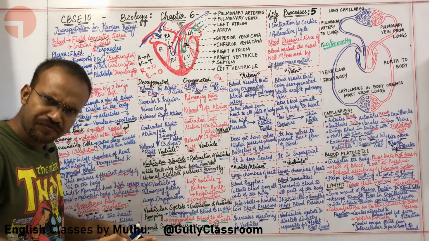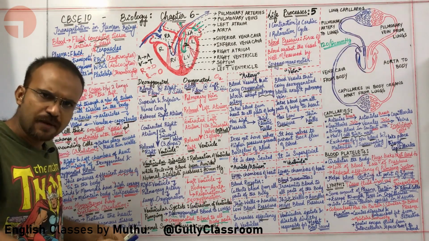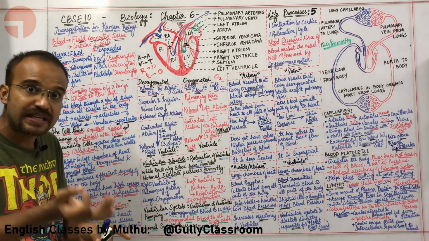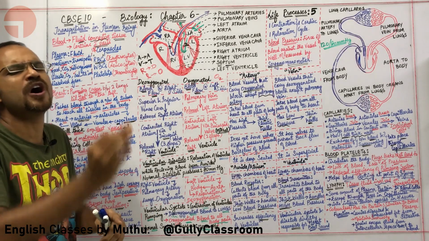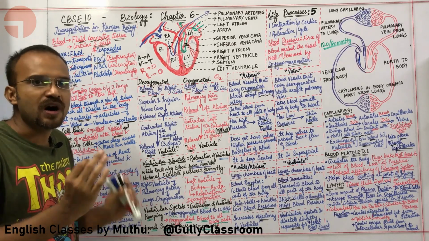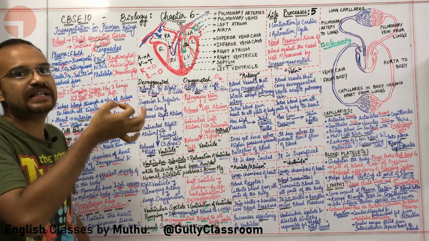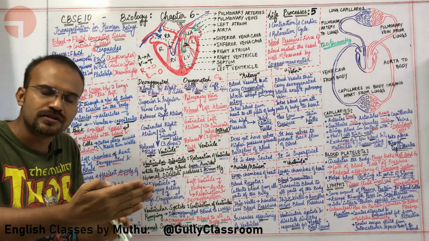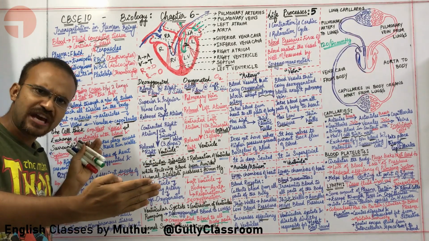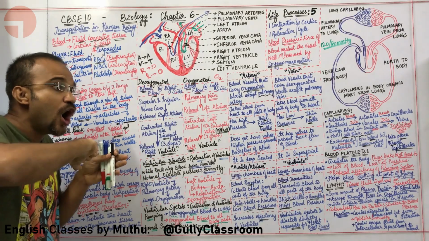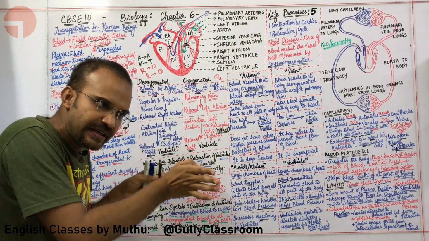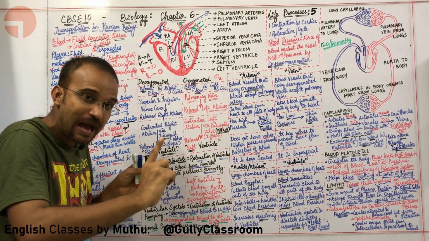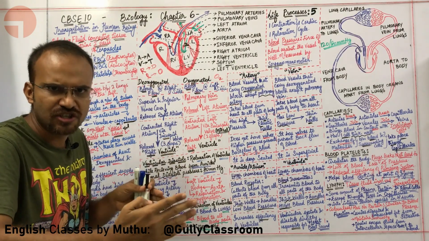The speciality of these capillaries is that they have one cell thick walls. These capillaries are the very smallest blood vessels present in our body. What is the speciality of capillaries? When oxygenated blood enters the capillaries, let me repeat, the blood entering the capillaries contains oxygen.